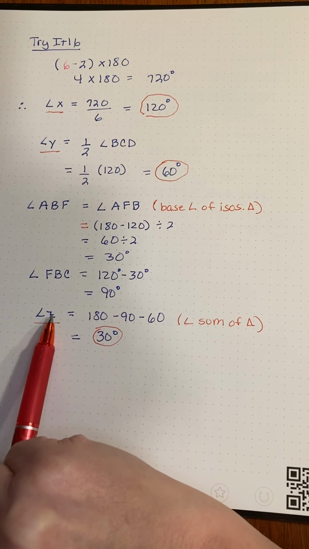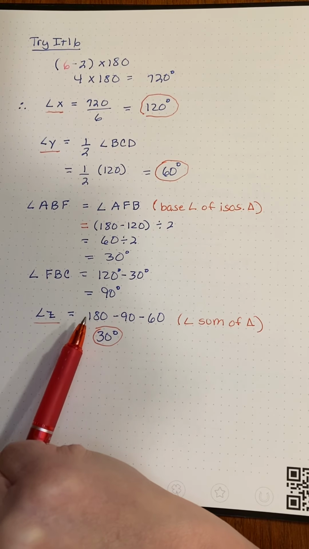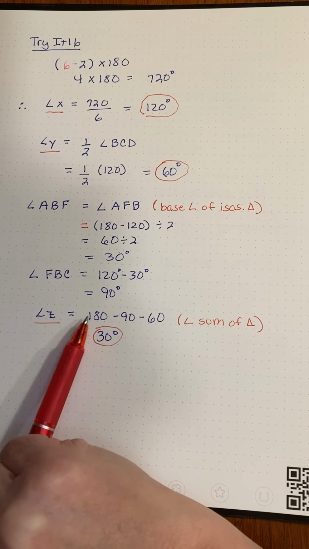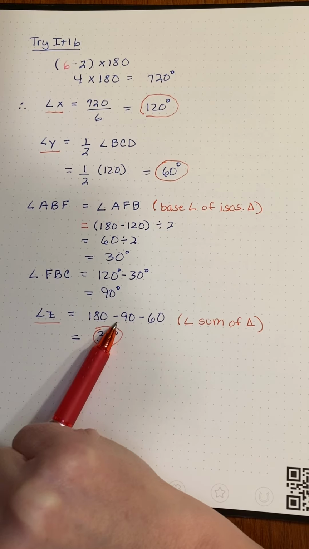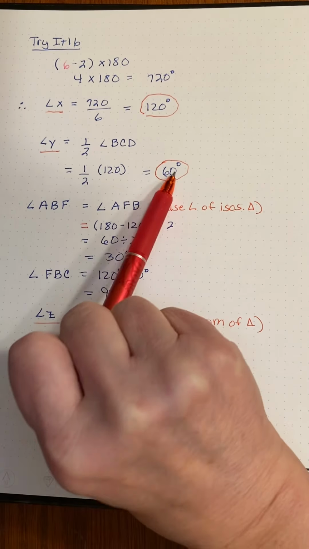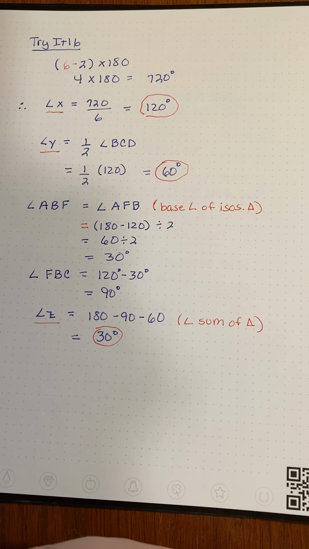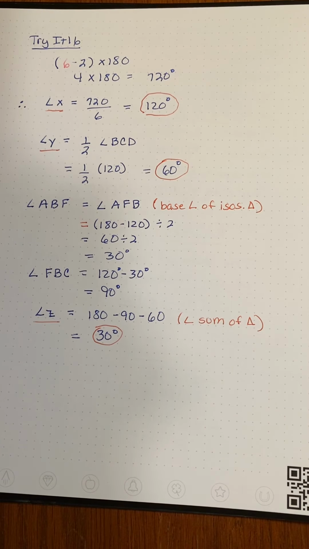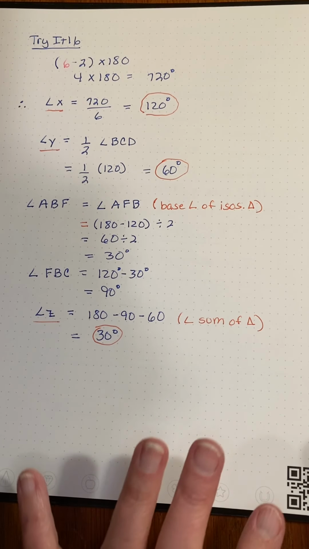And now I can find angle Z. The sum of the angles of a triangle is, of course, 180. I'm going to subtract 90, and then subtract the 60 that I found up here, and I end up with 30 degrees. Okay, there you have it. If you need to pause and rewind and listen to this once again, go ahead. If you have questions, please ask.